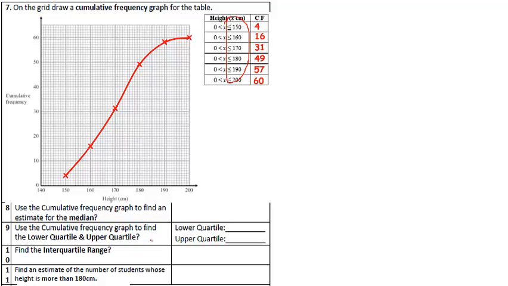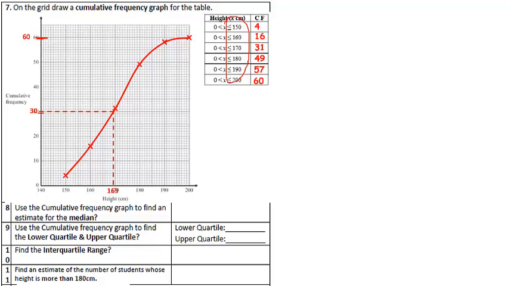This is a very common question. You're very likely to get this in the exam. Part 8 says use the cumulative frequency graph to find the median. I always put a marker at the highest value. The highest value here is 60, so half of that is 30. Write it down, draw a line going across, and then down, and I'm picking up 169.